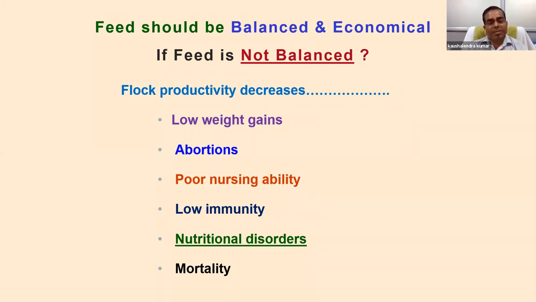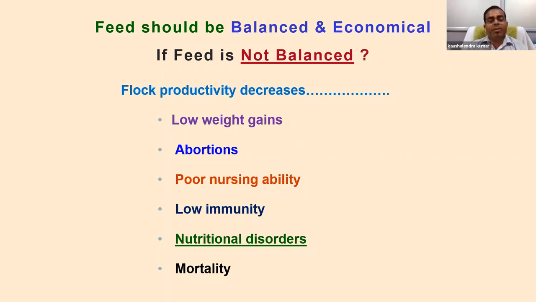Sometimes abortion may occur due to lack of vital nutrients. We will come to that in later slides in detail. Poor nursing ability of the offspring will happen due to imbalanced ration. Low immunity is very important. Once the immunity of the herd is compromised, the mortality will increase, and even different health-associated problems will arise. So a good, balanced ration will improve the immunity of the animals.